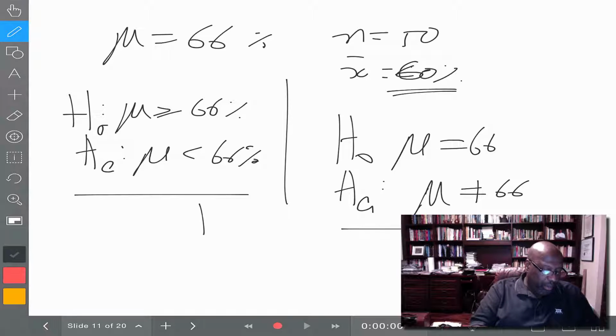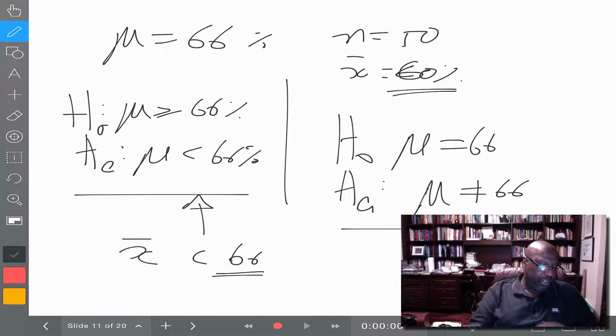In this case, I will be looking for sample means that are smaller than 66 if I want to support my research hypothesis. In the not-equal case, I would look for sample means that are either much larger or much smaller than 66. So if I got 80, that's not equal to 66. If I got 40, that's not equal to 66. We refer to this case as a two-tail test, meaning that we would look for extreme values away from the 66 in either direction.